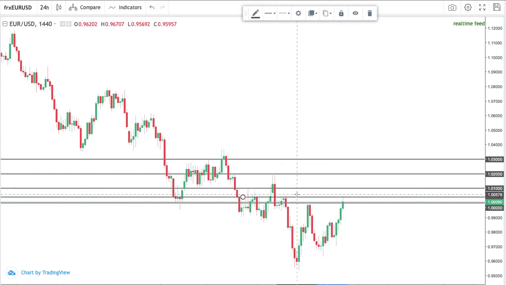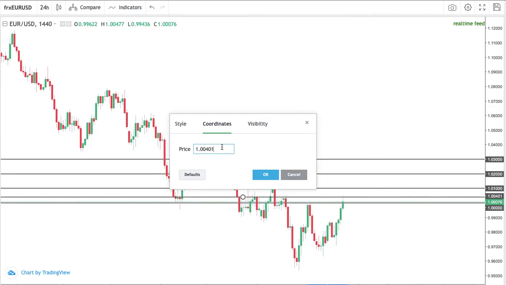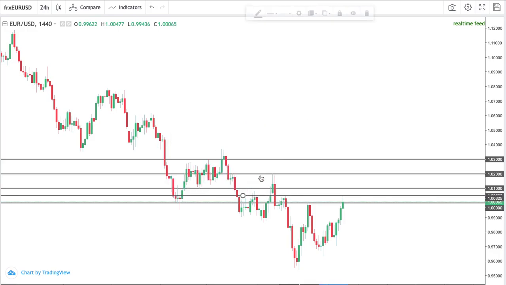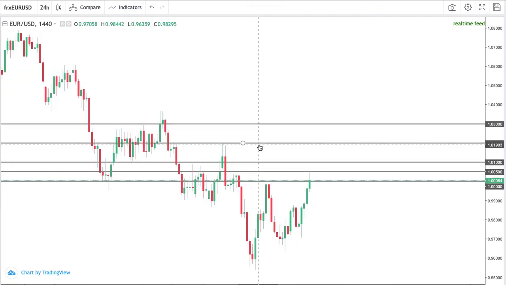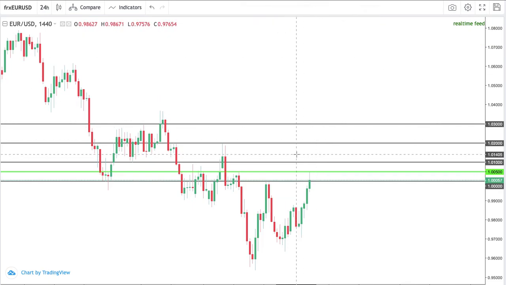Let me modify. The minor psychological number should be the half of these two. That should be 500. Yeah, that is it. Are you seeing what just happened? The market just tested it and you see it fell down. Let's change the color to green. So the minor psychological number between these two should be 0.